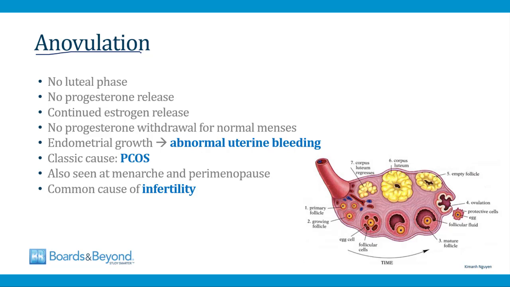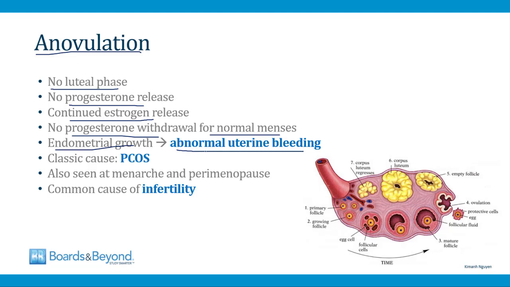So anovulation is an absence of ovulation, and if this occurs, there won't be a luteal phase, and the corpus luteum won't form, and there'll be no progesterone release. There will, however, be continued estrogen release, which will cause the endometrial lining to grow, but there won't be normal menses because you don't have the progesterone exposure and withdrawal that is required for normal menses. So as a result, the endometrium is going to grow and irregularly shed and bleed, and this is going to lead to abnormal uterine bleeding, which I talk about in detail in another video.